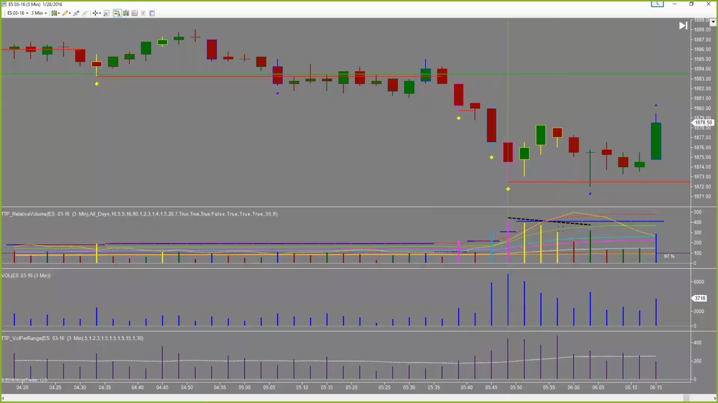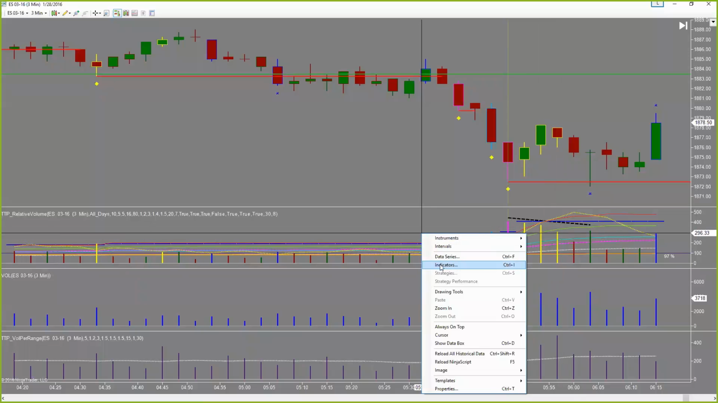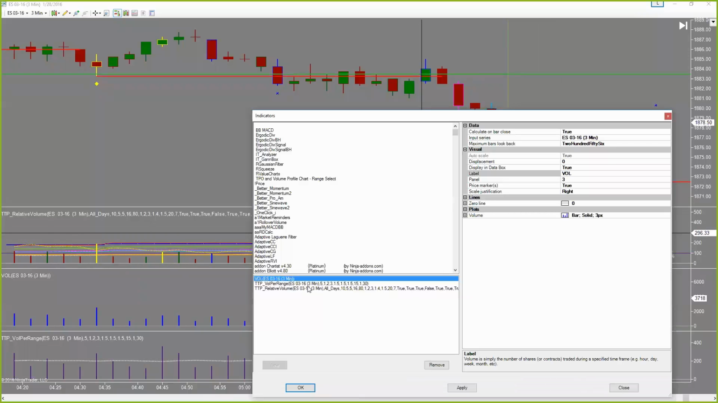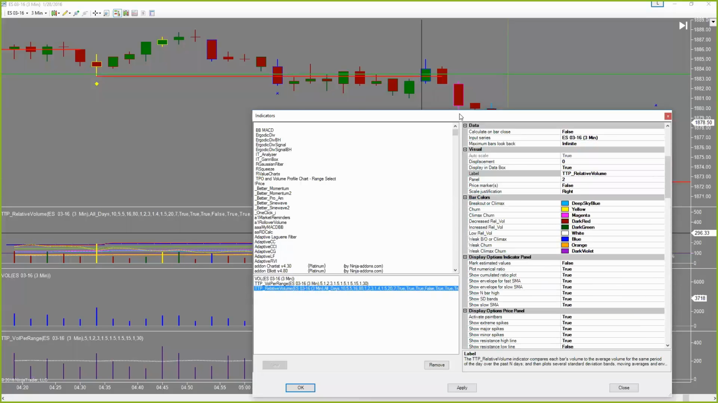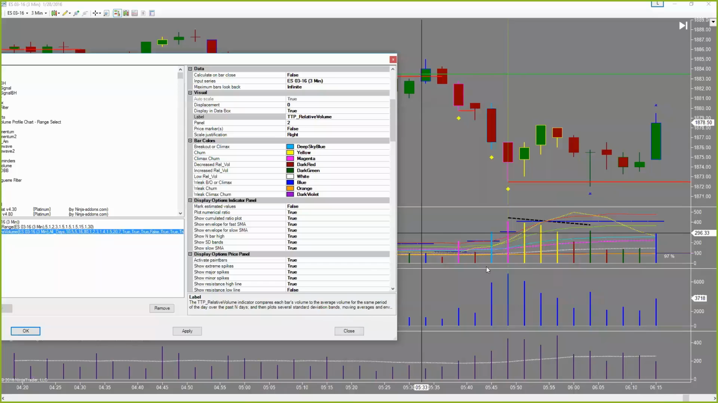So I had to use all of these different standard deviation bands, moving average envelopes, and N-bar high, all this different stuff to figure out the conditions. All right, I'll leave that guy. To figure out the conditions for the spikes.